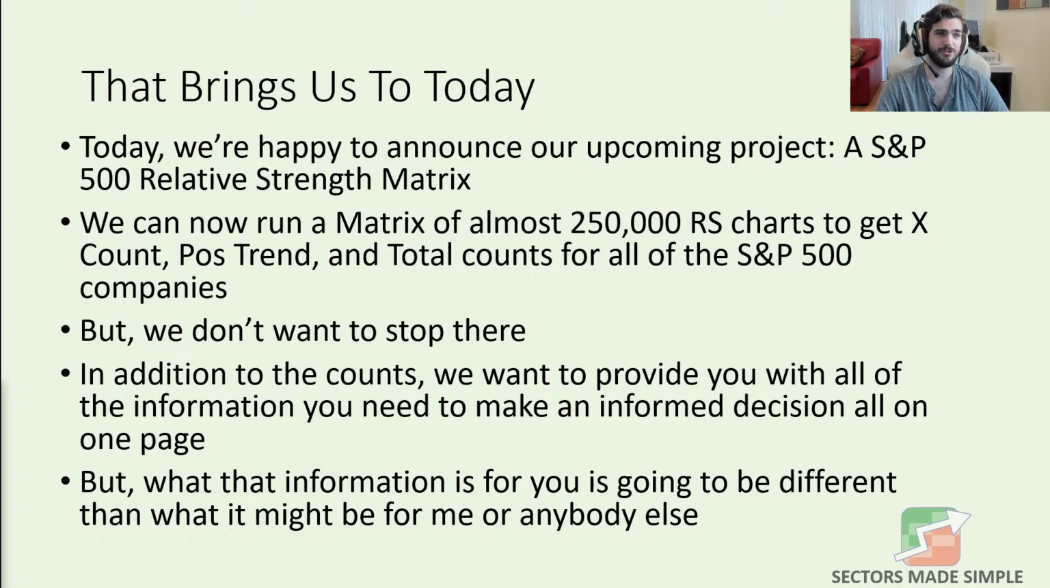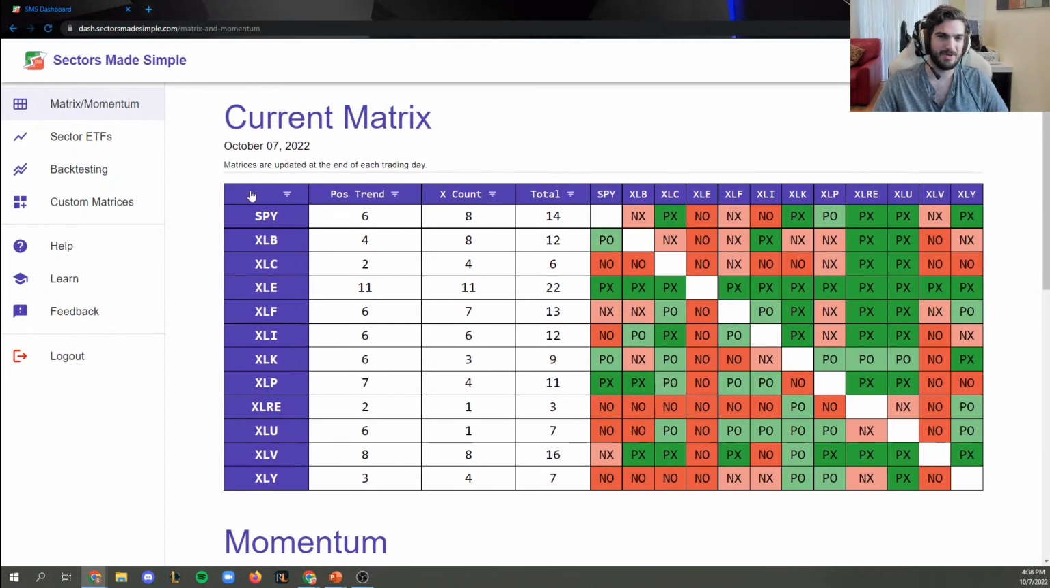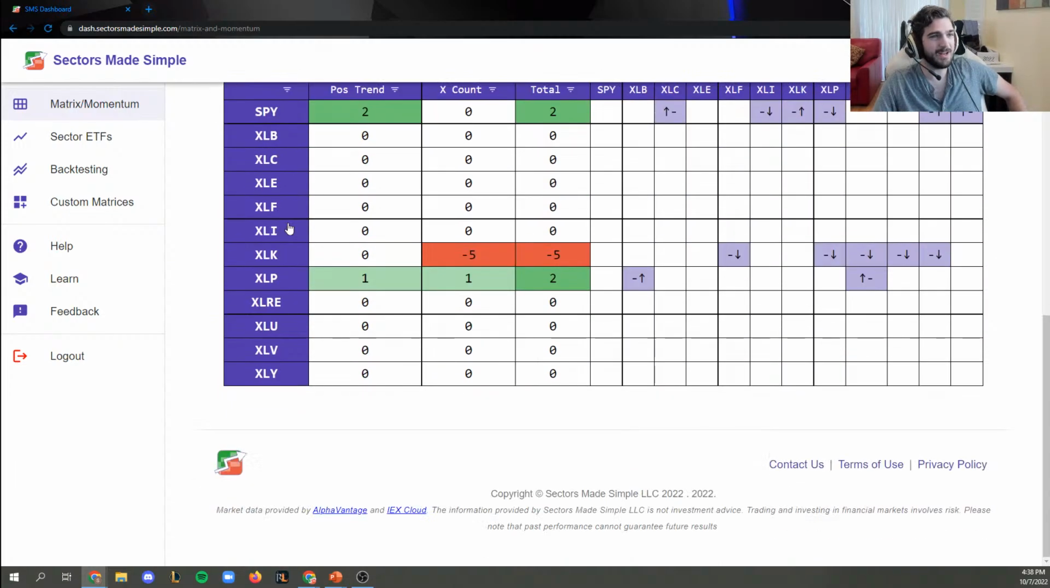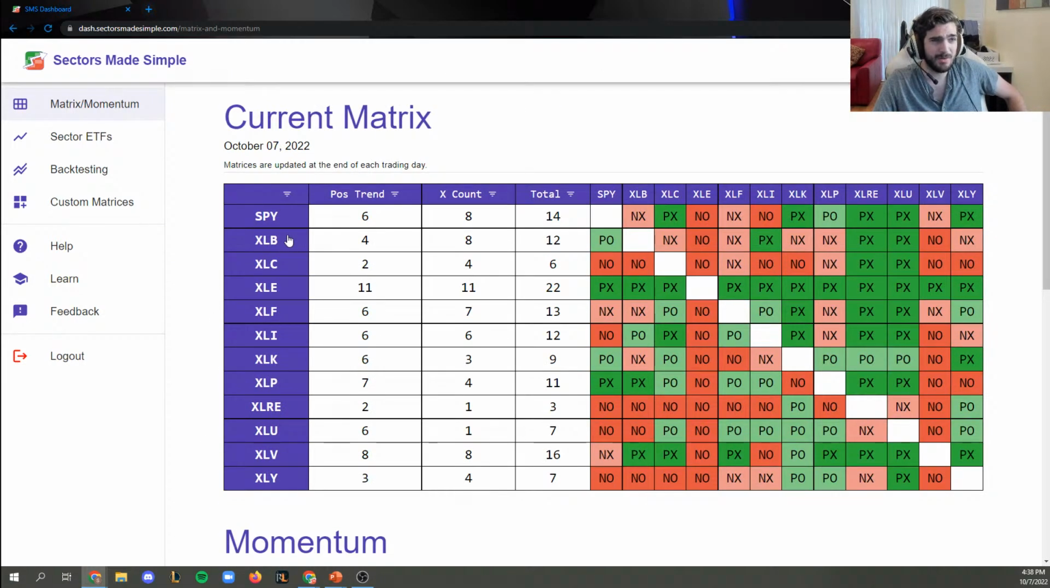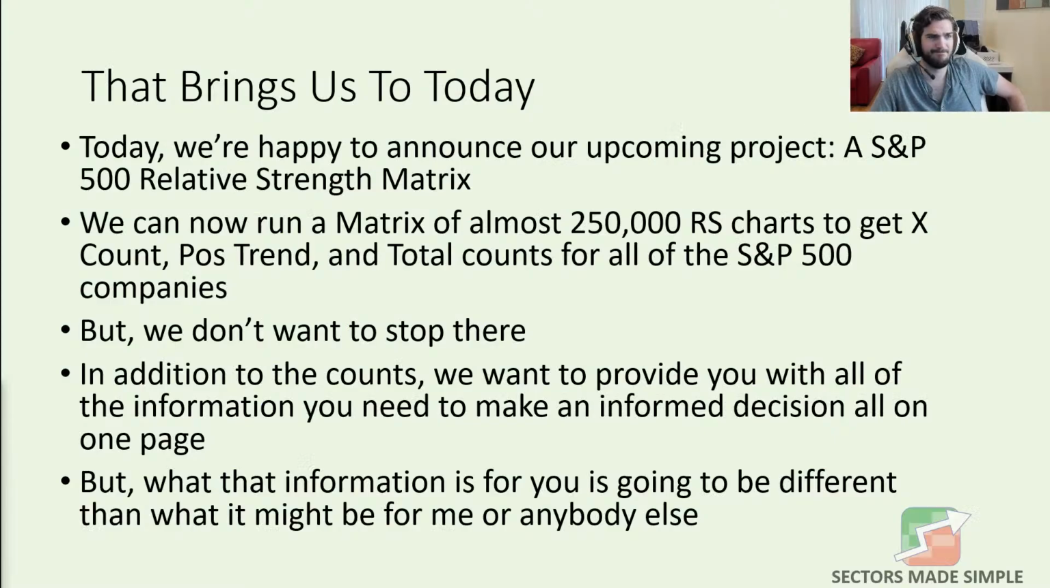With those almost 250,000 charts, we'll be able to get short-term, long-term, and combined strength for every one of the S&P 500 companies. Now, that might seem pretty crazy when you're looking at 12 things here. Is it really going to be 50 times longer and 50 times wider? No, some things are going to have to change.